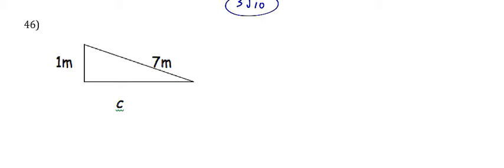Another Pythagorean theorem problem here. We can assume it's a right triangle. And remember, this one gets a little confusing because this says C right here. But just because it's called C doesn't mean it's the C squared in our equation.